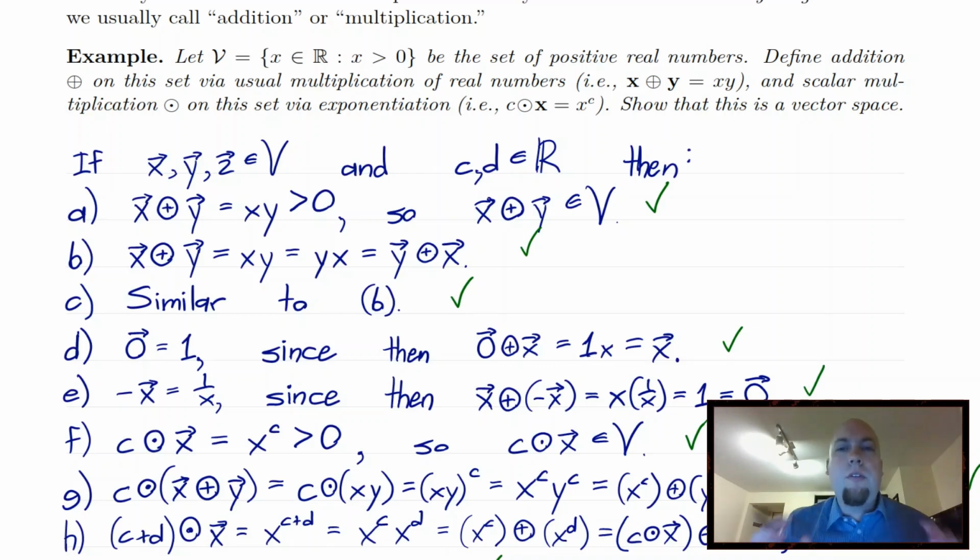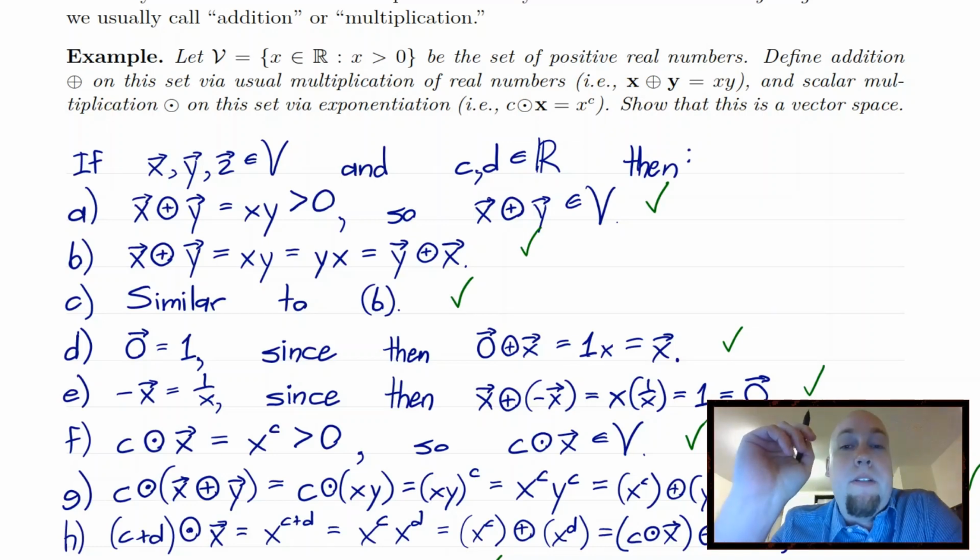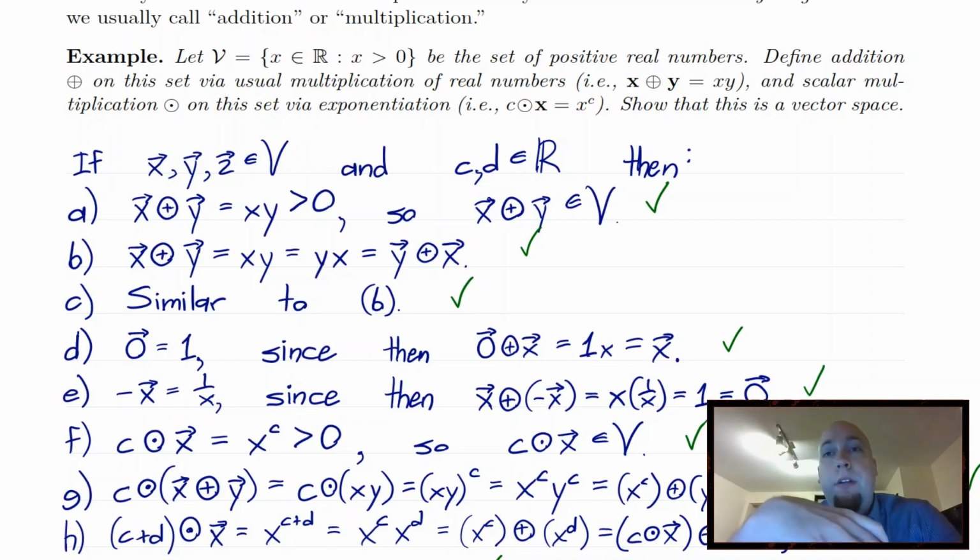Okay, so let's go through this example. Let's show that these weird operations, these weird additions and scalar multiplications, turn this set here into a vector space, all right? So again, you do it the same way you always do, okay? You look at those 10 defining properties of a vector space and check if they hold, okay?